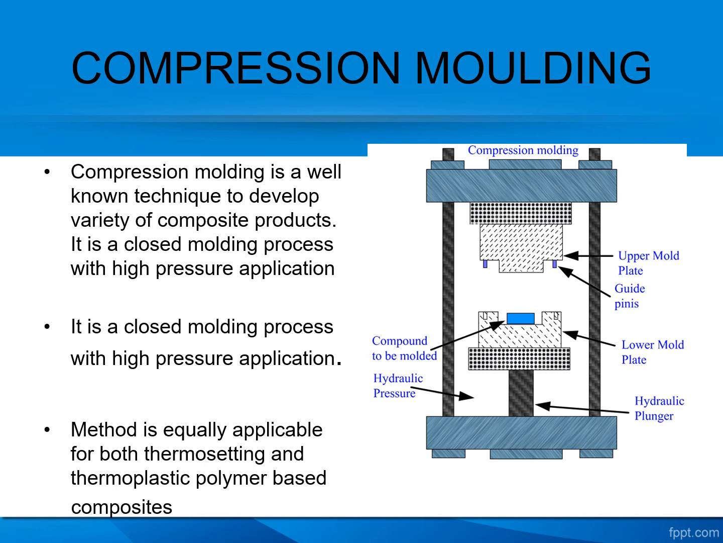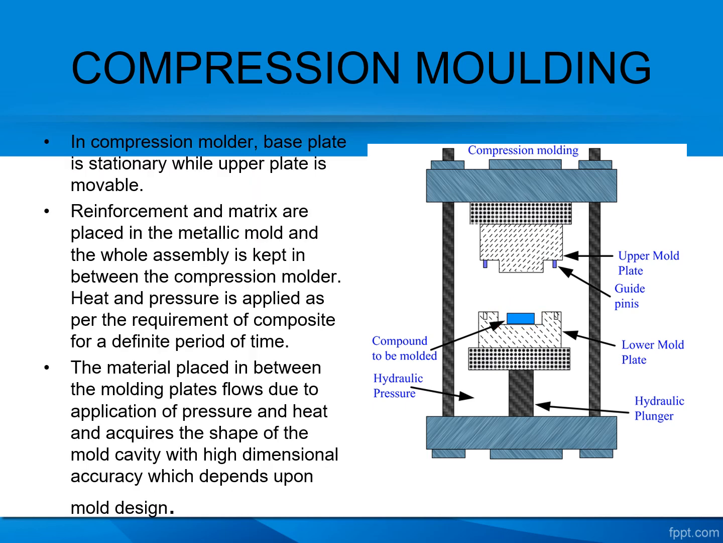It has the upper mold plate and lower mold plate. See, this is the component to be molded. The important factor here in the compression molder is that the base plate is stationary and the upper plate is movable. Then the material placed between the molding plates flows due to the application of both pressure and heat, and it acquires the shape of the mold cavity with very high accuracy.